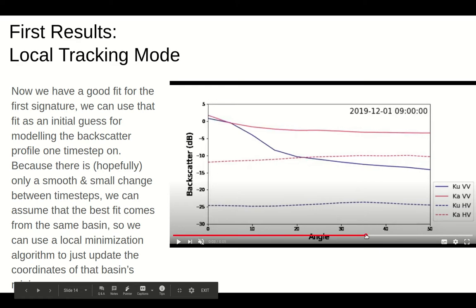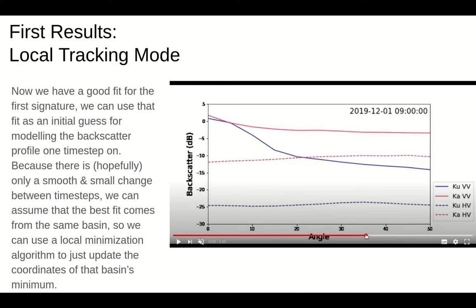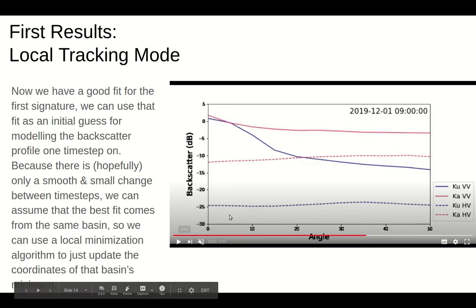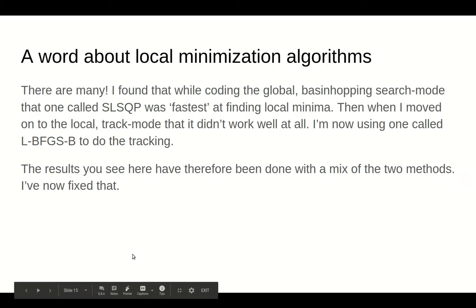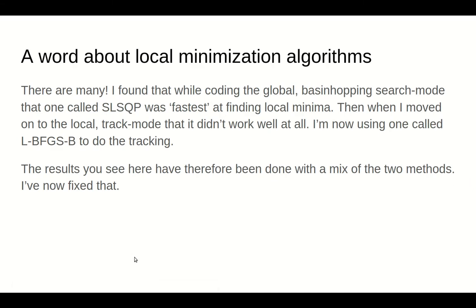It's essentially 9 a.m. on the middle day, 9 a.m. on the 1st of December. So, a quick word about minimization algorithms. I did the global minimization with one local minimization component called SLSQP. I'm not going to go into the details of what those letters even mean, because I found that was the fastest. But then when I wanted to do phase 2, it just didn't work for the tracking. Not exactly sure why, but I switched to another one which did work for the tracking.